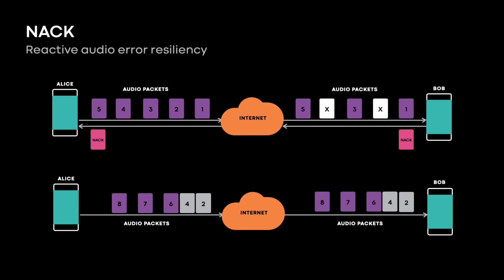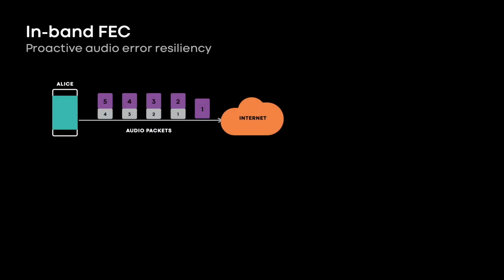In order to reduce the delay introduced by the reactive protection, we want to use proactive audio error resilience. In-band FEC is one such example. In-band FEC is an audio codec feature offered by some modern codecs such as Opus.